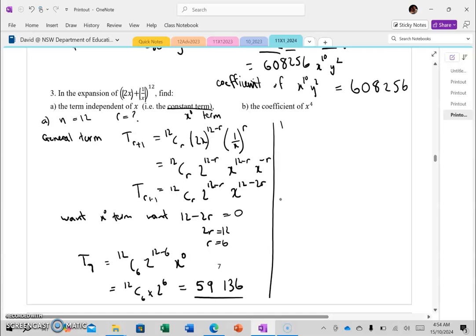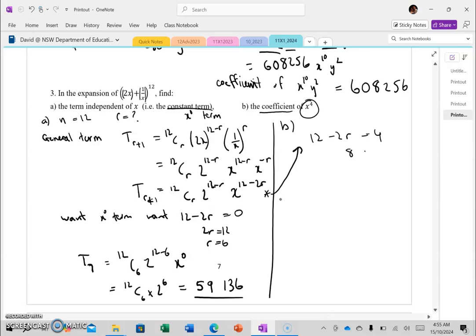Okay, so that's A done. Let's do B. You'll see why the general term is quite useful here, because it's now asking for another term in the expansion. Actually, it's asking for the coefficient of x to the 4. So we want the power of x to be 4. So having a look at the general term here, that means that I want 12 minus 2r to equal 4. So I'm going to work out the r value here.